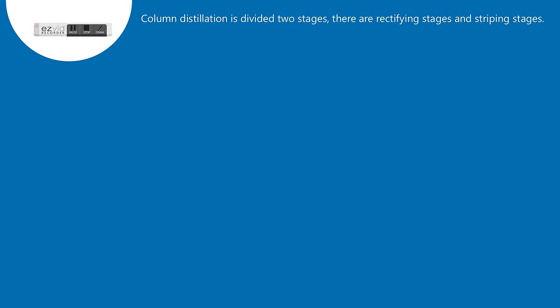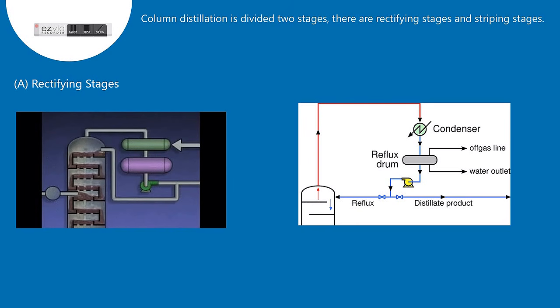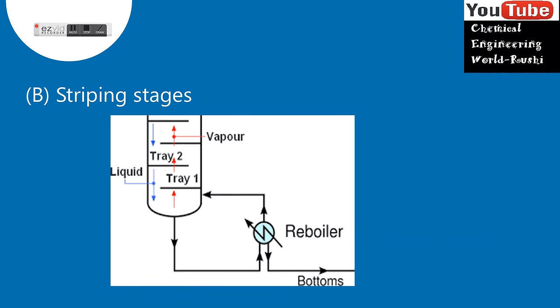A. Rectifying stages. The process above the feed tray is known as rectification, where the vapor phase is continually enriched in the light components which will finally make up the overhead product. A liquid recycle condenses the less volatile components from rising vapor. To generate the liquid recycle, cooling is applied to condense a portion of the overhead vapor, its name reflux.